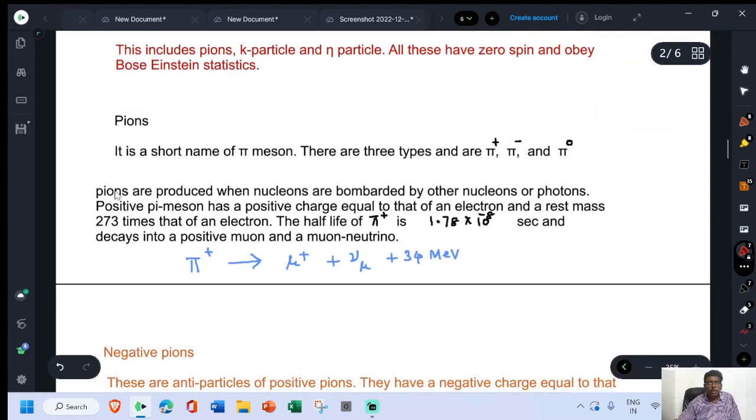Now, these pions are produced when nucleons are bombarded by other nucleons or photons. Positive pi meson has a positive charge equal to that of an electron and a rest mass 273 times that of an electron. The half-life of pi plus is 1.78 × 10^-8 second, and pi plus decays into a positive muon and a muon neutrino with the release of 34 MeV energy.